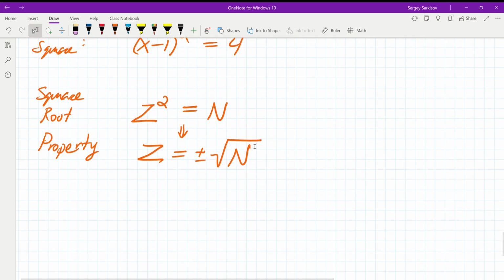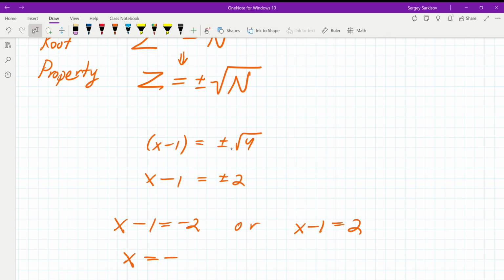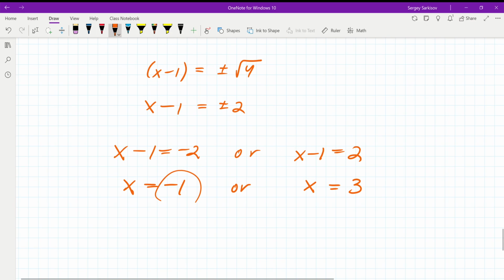So we use that property and we say, you know what? If (x minus 1) squared is 4, x minus 1 is equal to plus or minus the square root of 4. That means that x minus 1 is equal to plus or minus 2, right? So negative 2 or positive 2. If x minus 1 is equal to negative 2, add 1 on both sides, x is negative 1. Or if x minus 1 is positive 2, add 1 on both sides, x is equal to 2 plus 1, which is 3. Again, the same answers, because that's what we knew, actually. We knew that we were going to get that. The other two ways that we had solved it gave us the same result.